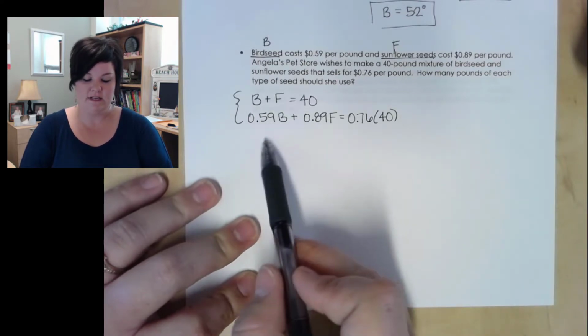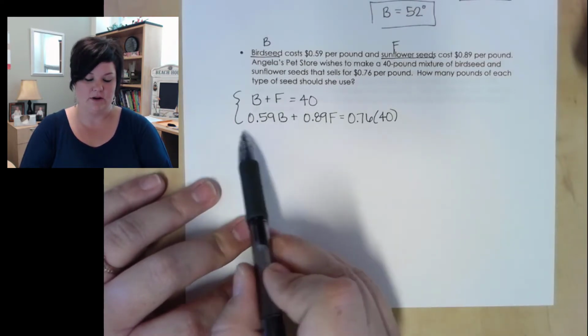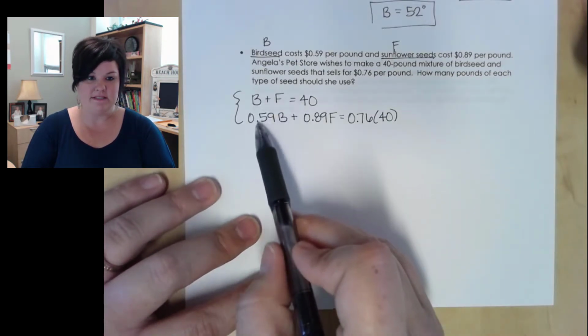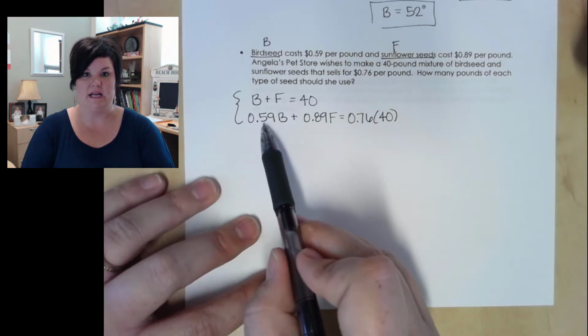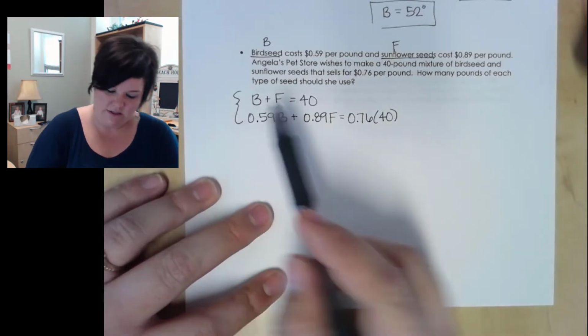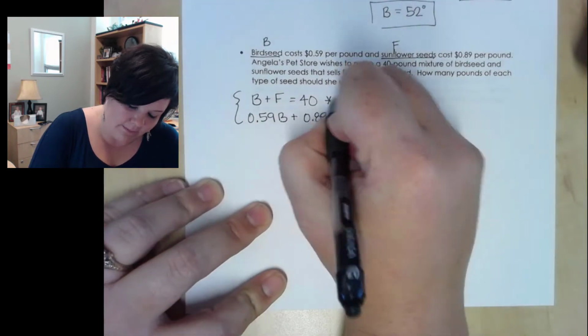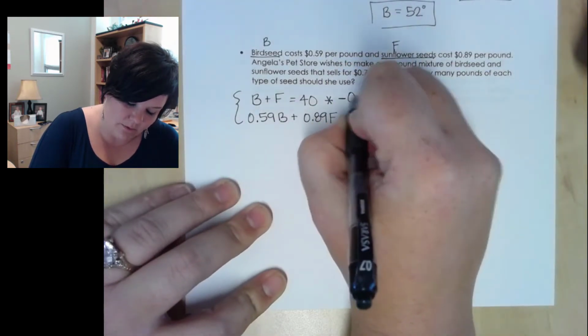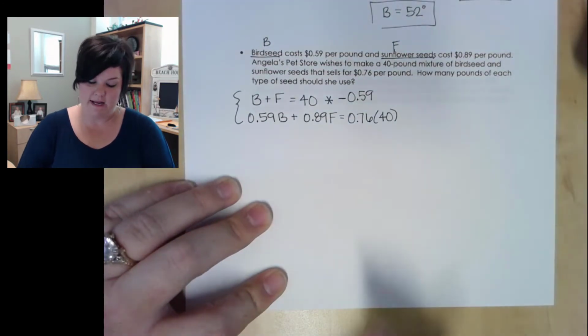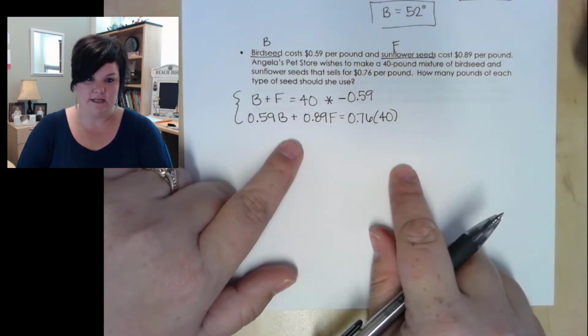And here, let's see, we have 59 cents or 89 cents. This is a smaller number, so I'm going to get rid of B. Okay, so to make these opposite, if this one is 0.59, I need this one to be negative 0.59, right? So I'm going to go ahead and multiply this top equation by negative 0.59. Okay, so I'm going to go ahead and rewrite my equations down here once I do this.